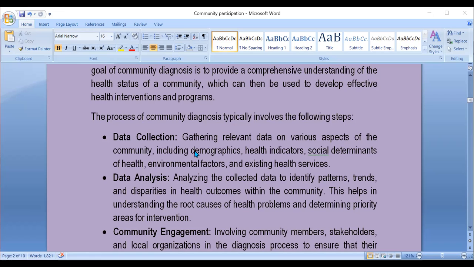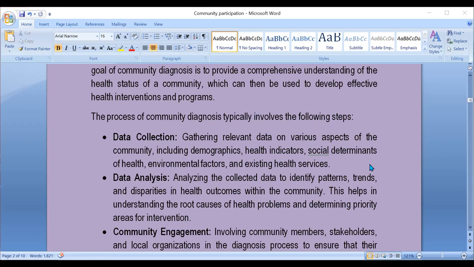The health indicators. You're going to look at the health indicators. The immunization status. How many children received 5 complete doses of OPV, according to national guidelines, or 4 doses of OPV? How many children received the complete doses of pentavalent vaccine? We're also going to look at the other indicators, immunization coverage. Also going to look at social determinants of health.